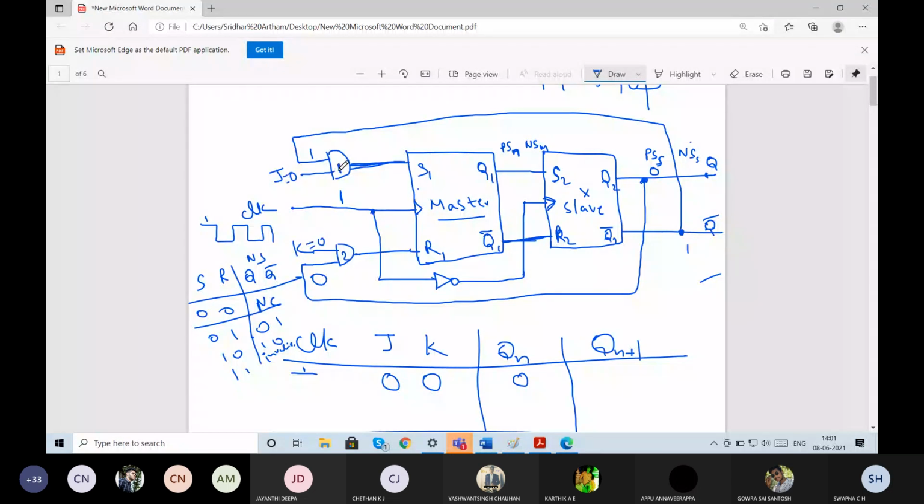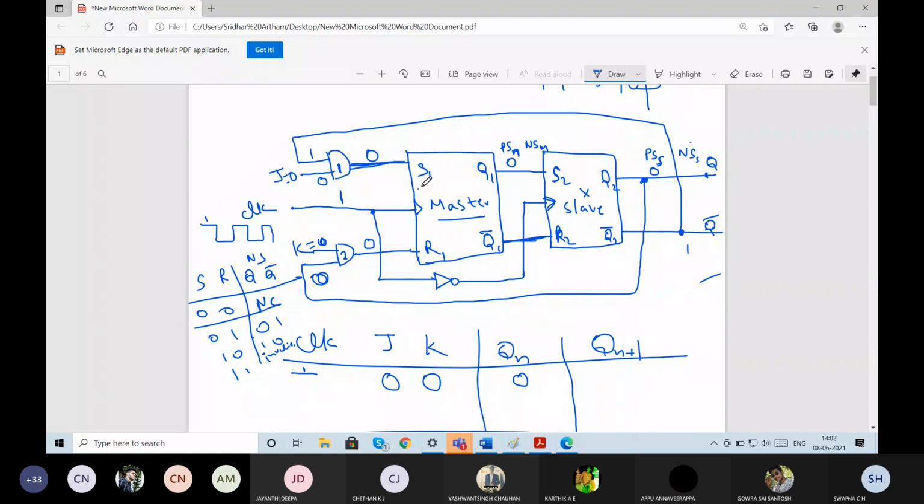So first check the first AND gate. The inputs to the first AND gate are 1 and 0. So the output here will be equal to 0, right? Yes or no? What will be the output of the AND gate? It will be 0. And if the slave value is 0, this will also be equal to 0 only. What about here? K is equal to 0. This input is 0, and this input is also 0. So what will be the output of the second AND gate? Even this will be equal to 0.